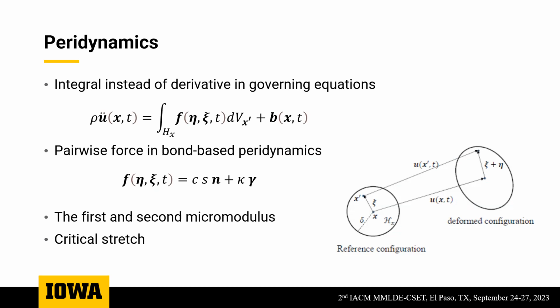The pairwise force has two terms. One is related to the bond stretching. Another one is related to the bond rotation. The first and second micromodulus can be calculated from the material properties. And also the critical stress can be calculated from the strength.